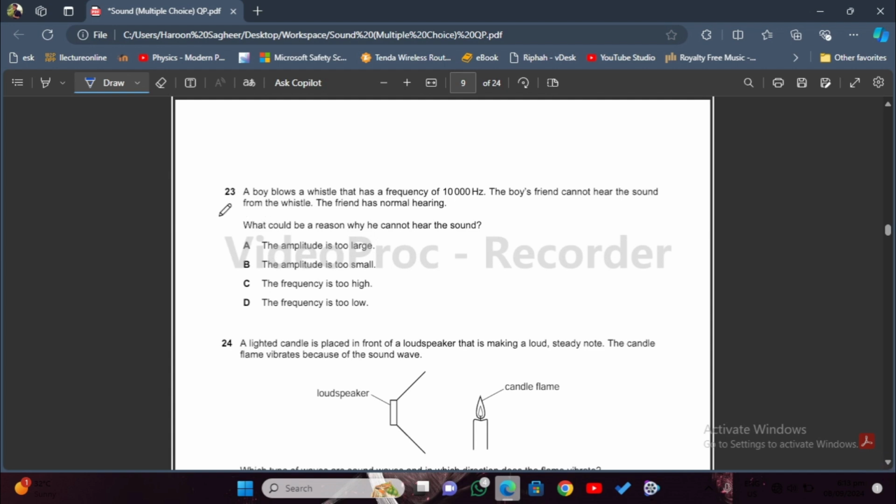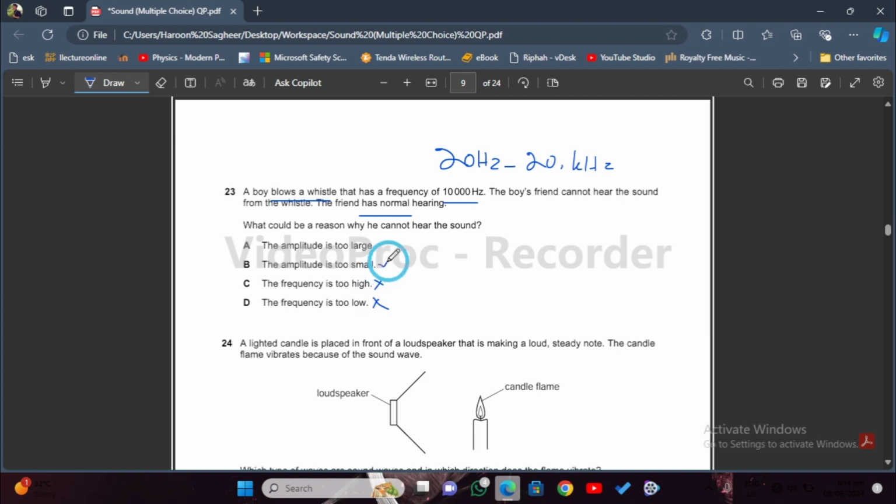Right, question number 23. A boy blows a whistle that has a frequency of 10,000 hertz. The boy's friend cannot hear the sound from the whistle. The friend has normal hearing. So there is no ear damage. Everything is normal, and 10,000 hertz does come under this frequency range, so his friend should be able to hear this. Let's see what seems to be the problem. The frequency is too low? No. The frequency is too high? No. The amplitude is too small?